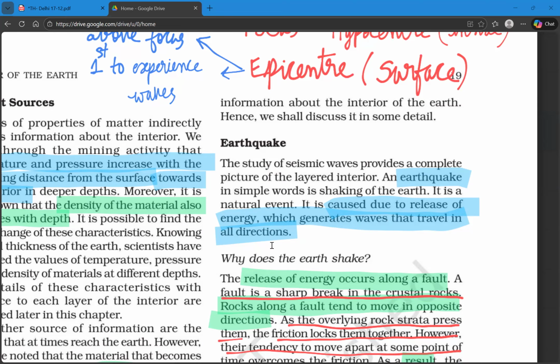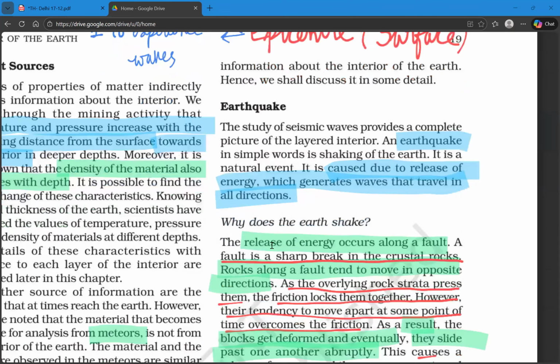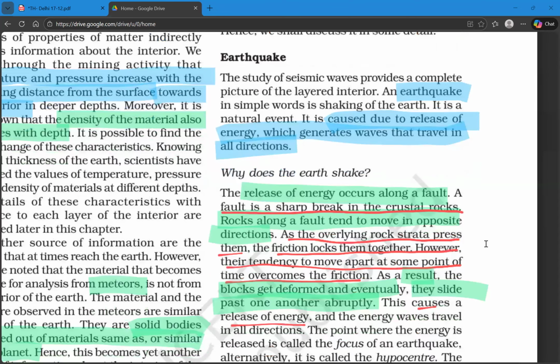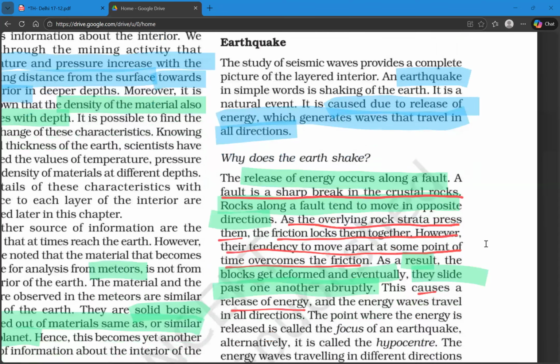So during an earthquake, and why does an earthquake occur? It is caused due to the release of energy which generates waves that travel in all directions. And the next question is, why does the earth shake? The earth shakes because of release of energy that occurs along a fault. A fault, what is a fault? A fault is a sharp break in the crustal rocks. So when there is a fault in the crustal rocks and there is a release of energy along it, then an earthquake can be generated.